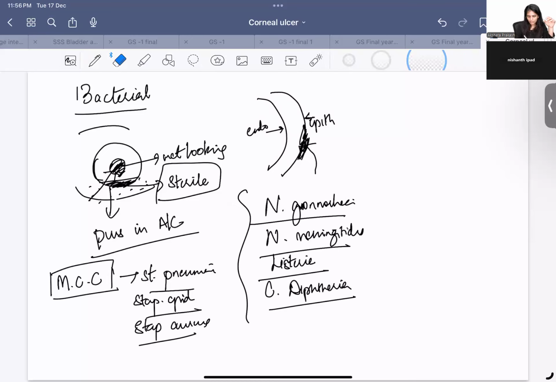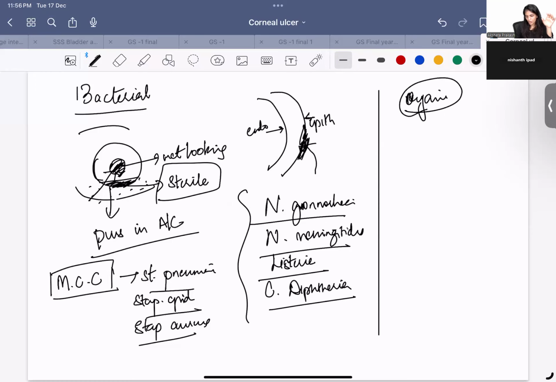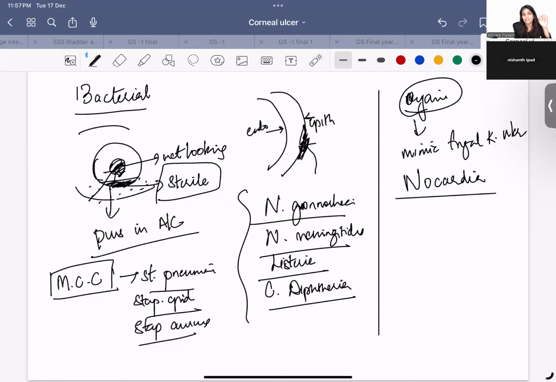Another MCQ that they can ask here is: what is the organism, in a bacterial corneal ulcer, which can mimic a fungal corneal ulcer? In this case, it would be Nocardia. The answer is very simple and straightforward. Nocardia is an atypical mycobacteria which can mimic a fungal corneal ulcer. It behaves like a fungal corneal ulcer, but in fact, it is a bacterial corneal ulcer.